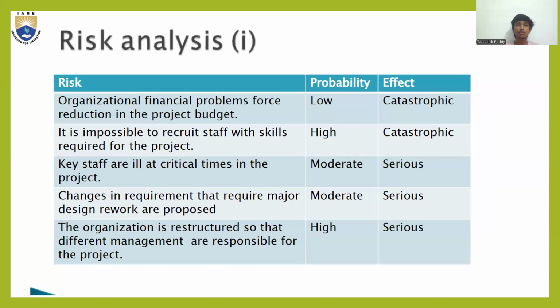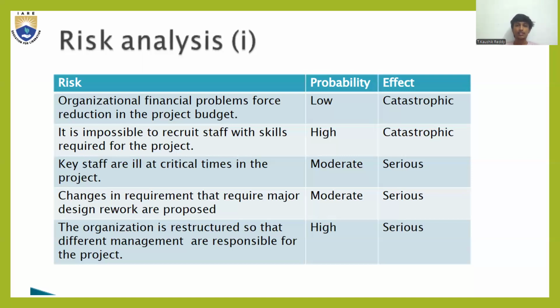Risk analysis: risk, probability, and effect. First risk: organizational financial problems forcing reduction in the project budget. Probability low, effect catastrophic. Another risk is that it is impossible to recruit staff with the skills required for the project. Probability high, effect catastrophic. Next, key staff are ill at critical times in the project. Probability moderate, effect serious. Changes in requirements that require major design rework are proposed. Probability moderate, effect serious. The organization is restructured so that different management is responsible for the project. Probability high, effect serious.